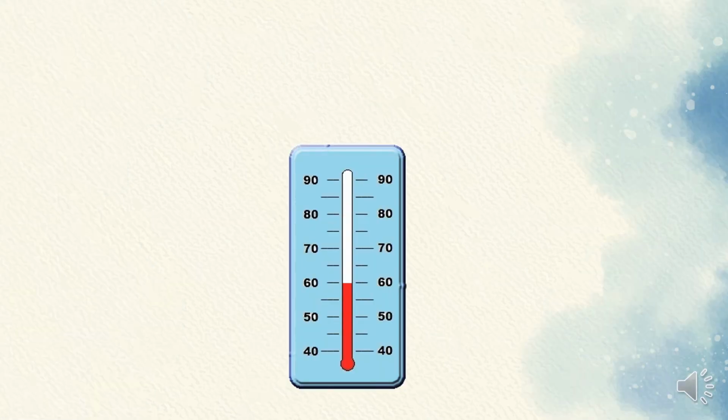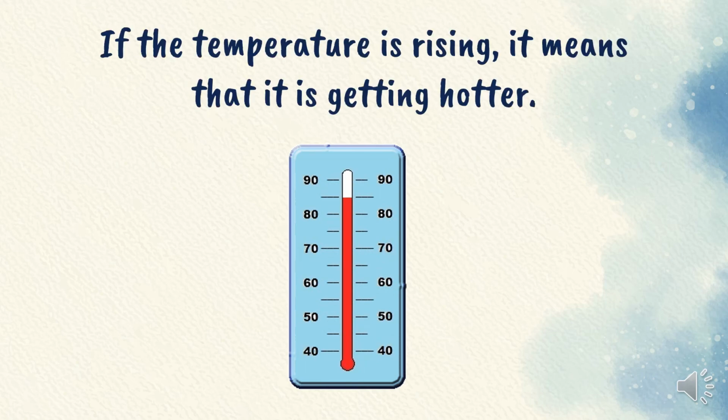This is a thermometer. Observe that the red thing in the middle is rising and dropping. If the temperature is rising, it means that it is getting hotter. And if it is dropping, it means it's getting colder.